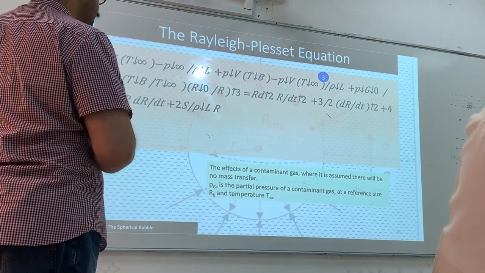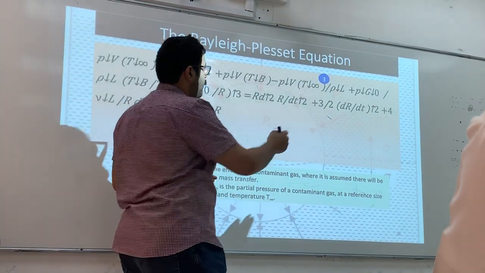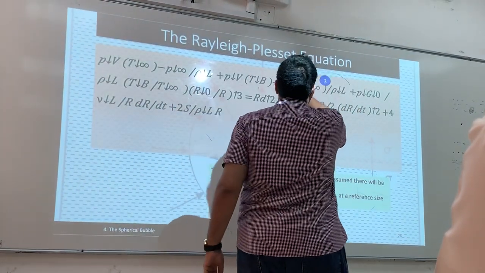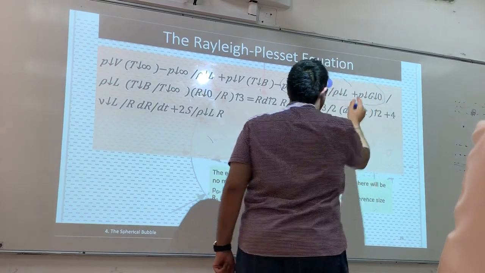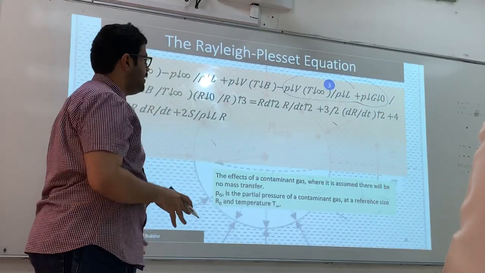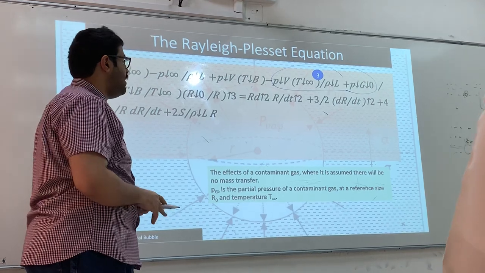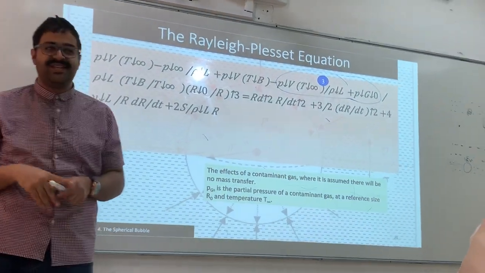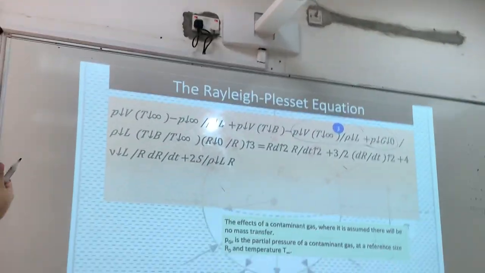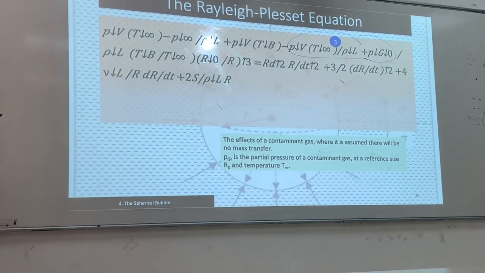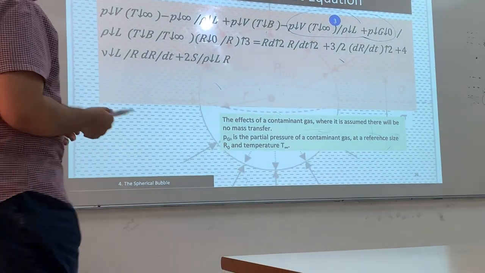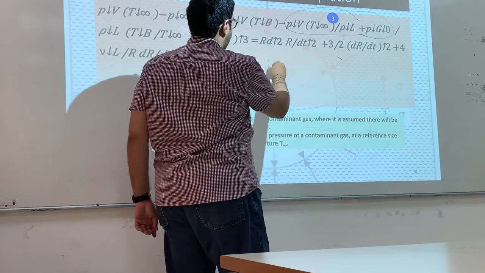Okay, so we need to put this. If there's no contaminant gas, this would be zero, okay? But this is just wishful thinking. It's impossible to remove all the gases from a liquid. Impossible.